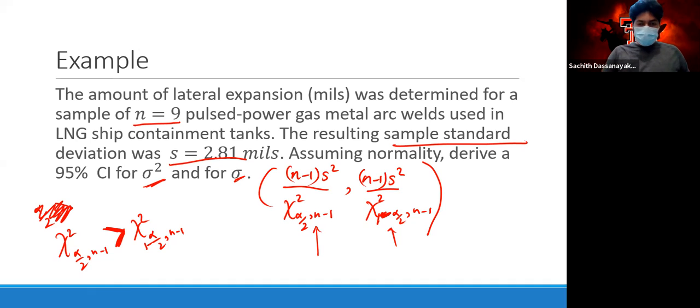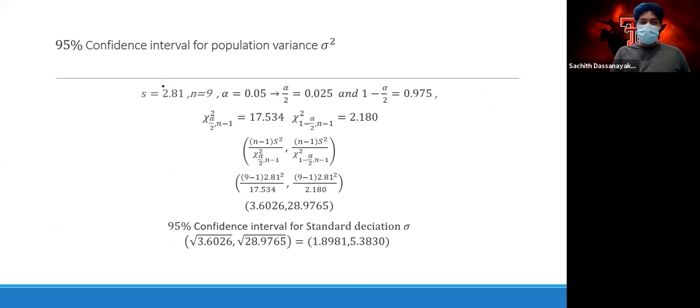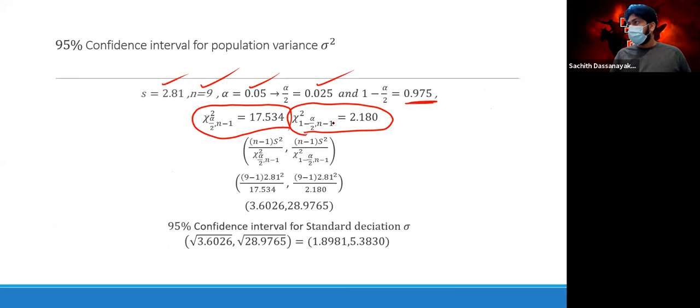Simply let me erase this and plug in the values. They have given n, and alpha is 0.05, so alpha over 2 is 0.025, and 1 minus alpha over 2 you can take like this. So chi-square alpha over 2 is this much, and chi-square 1 minus alpha over 2 is this. I can show you just one: chi-square 1 minus alpha over 2 means 0.975, with n minus 1 equal to 8.